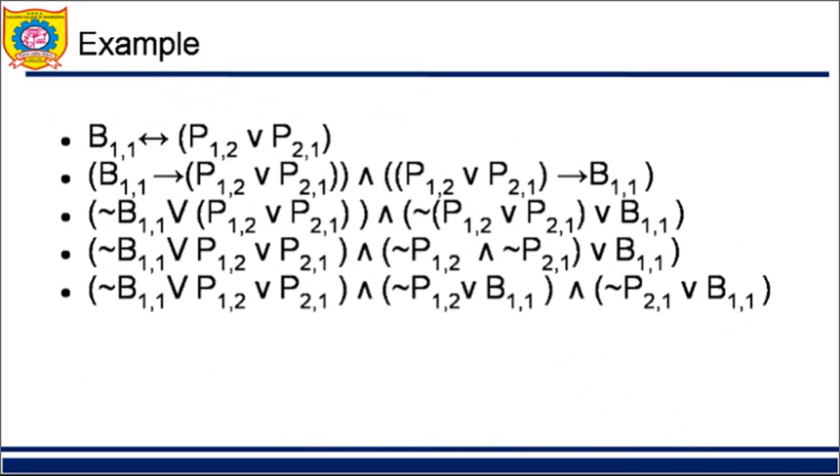So now over here, the statement is given. My first statement is B11 double implies, or I can say bidirectional implication, with this statement. So I need to open it, right? So what I'll do is B11 implies, single implies this, and I have to write A implies B and B implies A. So here I have my B11 implies this whole bracket, and the second one implies the first one.